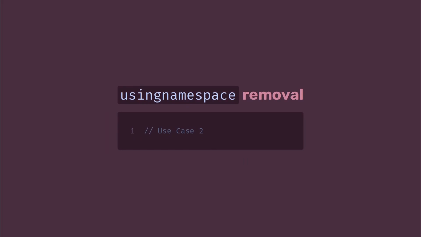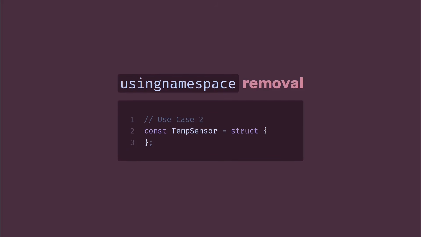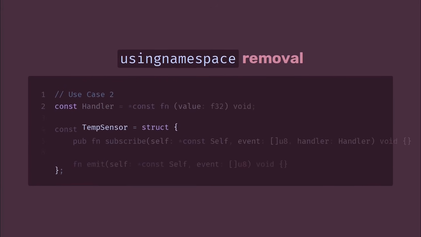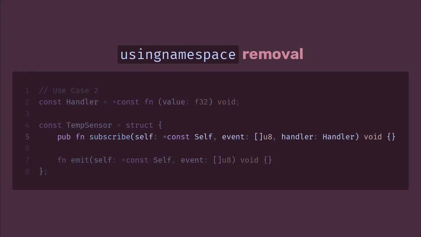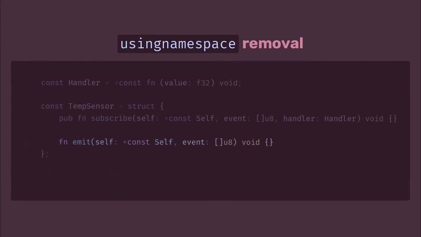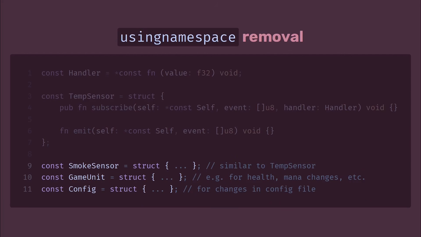Another use case was Mixins. For example, if you have some functionality you want to be able to add to many types in your code. Let's say you have a temperature sensor, like this, and you want to make it observable, i.e. you want its users to be able to subscribe to events and receive them. Since this being observable functionality is not specific to temperature sensors, you want to reuse it for other types too.